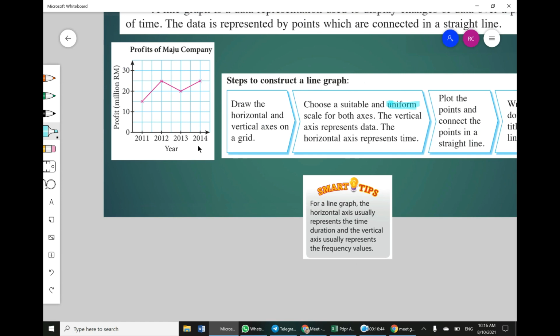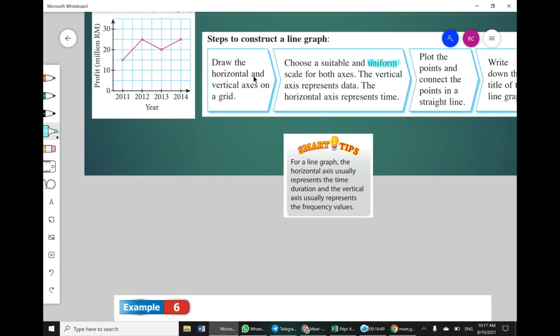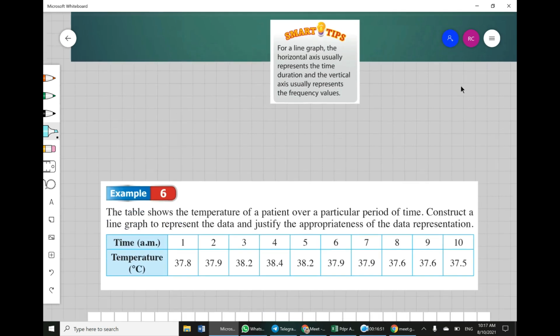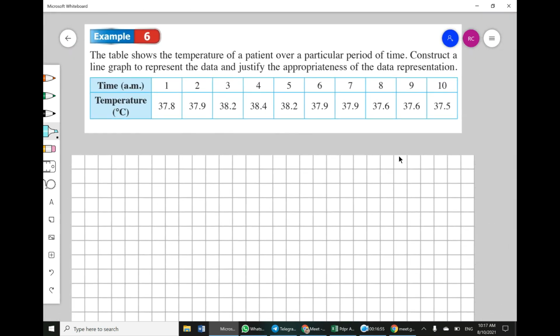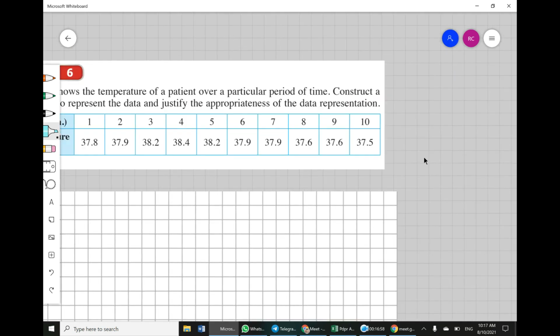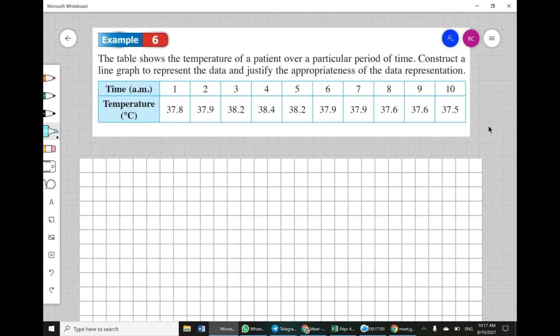Now we are going to try to draw the line graph using all the 4 steps given. I've copied down all the 4 steps on the right also. Let me see whether it's here or not. Oh, it's not here. Never mind, you just remember the 4 steps. Look at example 6. This one is in your book. If you want to refer, it is on page 271.